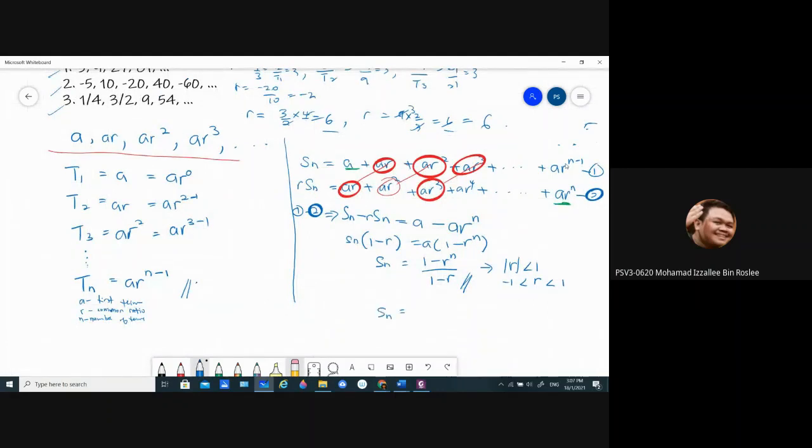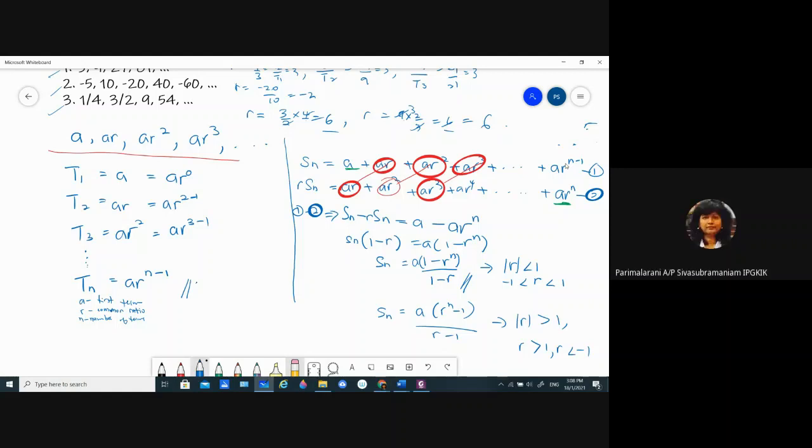Sn is equal to, yeah, there was A, I forgot the A. Thank you. So Sn is equal to A(Rn minus 1) over R minus 1. This formula we use when modulus R is greater than 1. That means R is greater than 1 or R is less than negative 1.